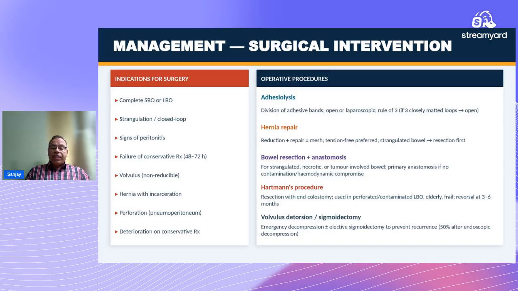All volvulus cases would require immediate detorsion or sigmoidectomy, depending on the viability of the bowel. Emergency decompression with or without sigmoidectomy should be done to prevent recurrence. In 50% of cases you can do endoscopic decompression, which is the preferred initial treatment for any volvulus.